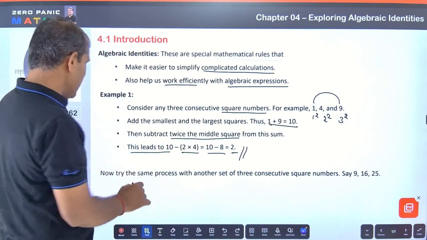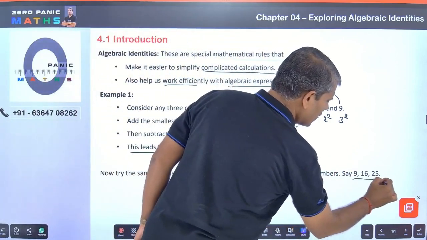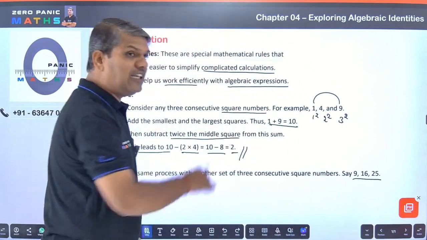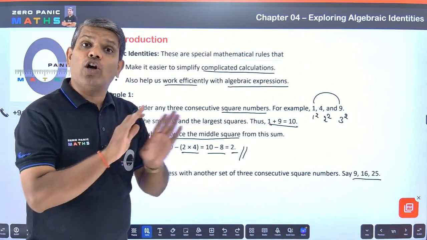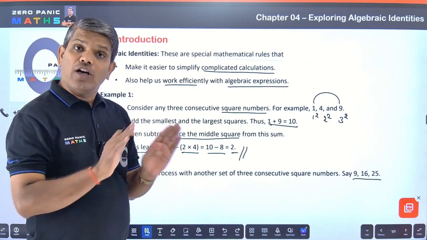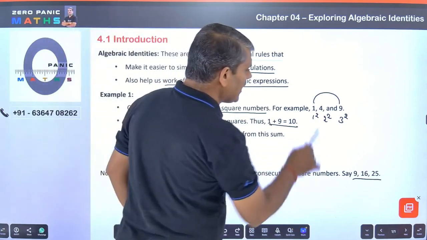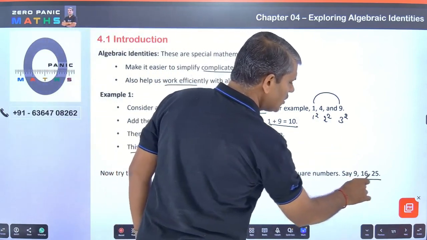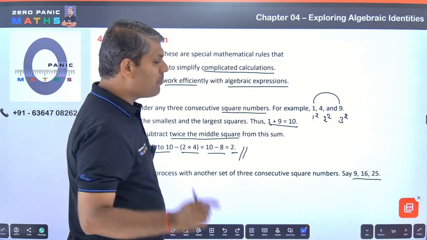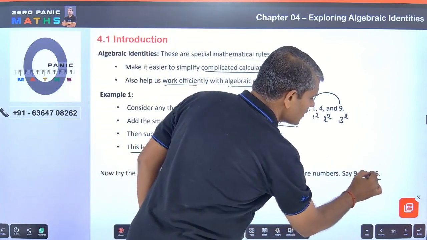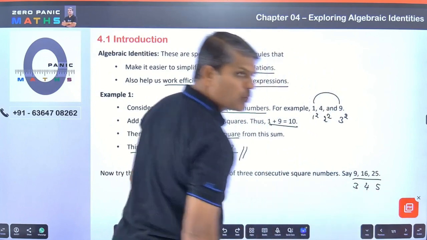Now let us try the same example with another three consecutive squares. Since this is an identity, the important characteristic of an identity is that it will be true for all values. The same characteristic applies, so let us verify this identity with three more consecutive squares. You should take only consecutive square numbers, remember that. So I've taken 9, 16 and 25. This is 3 square, 4 square and 5 square.